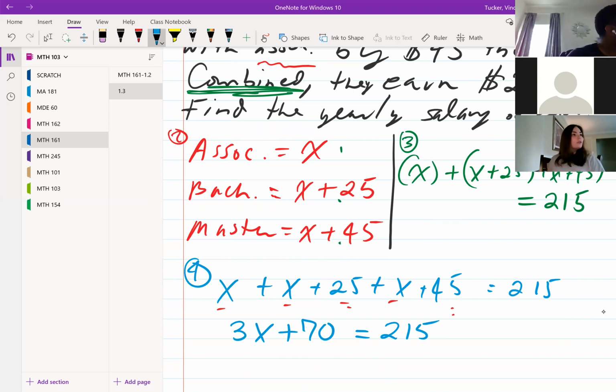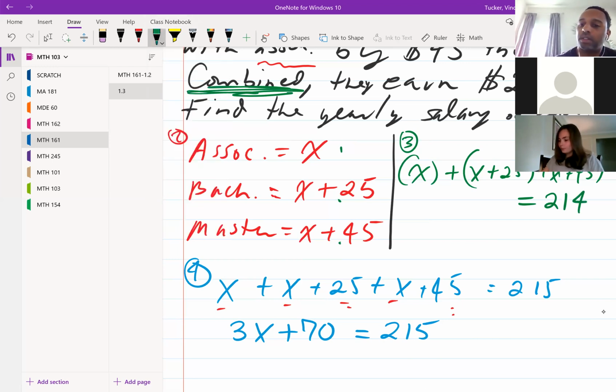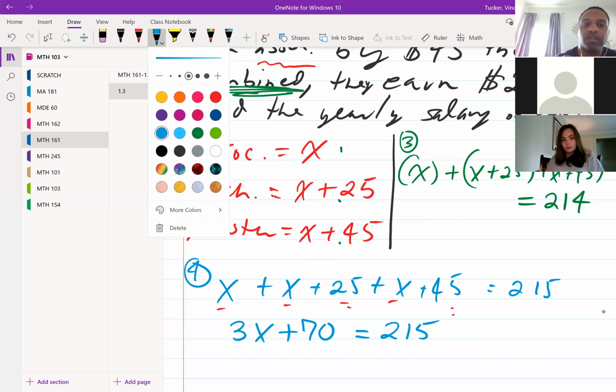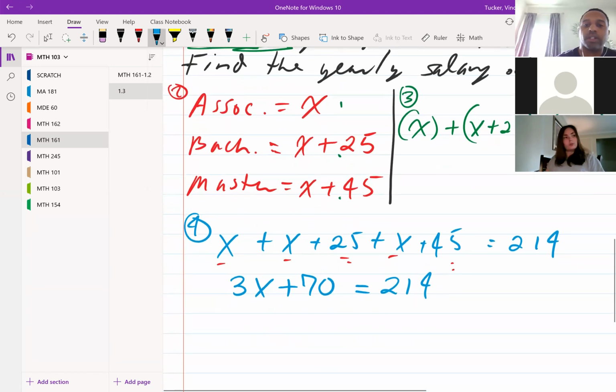And I just saw something. Change that 215 so that we'll have an even calculation, to 214. I made a mistake, I put 215, it should be 214, just so we have an even calculation. Sorry about that. All right, so that should be 214 instead of 215.